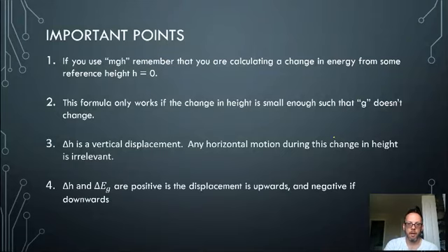Delta h and delta Eg are positive if the displacement is upwards. So if your displacement is upwards, you're storing energy in the system. You're increasing the gravitational potential energy. But if you're lowering something, you're removing energy. In delta Eg, it is possible to be negative. And it's not weird or anything. It just means that energy is being removed.